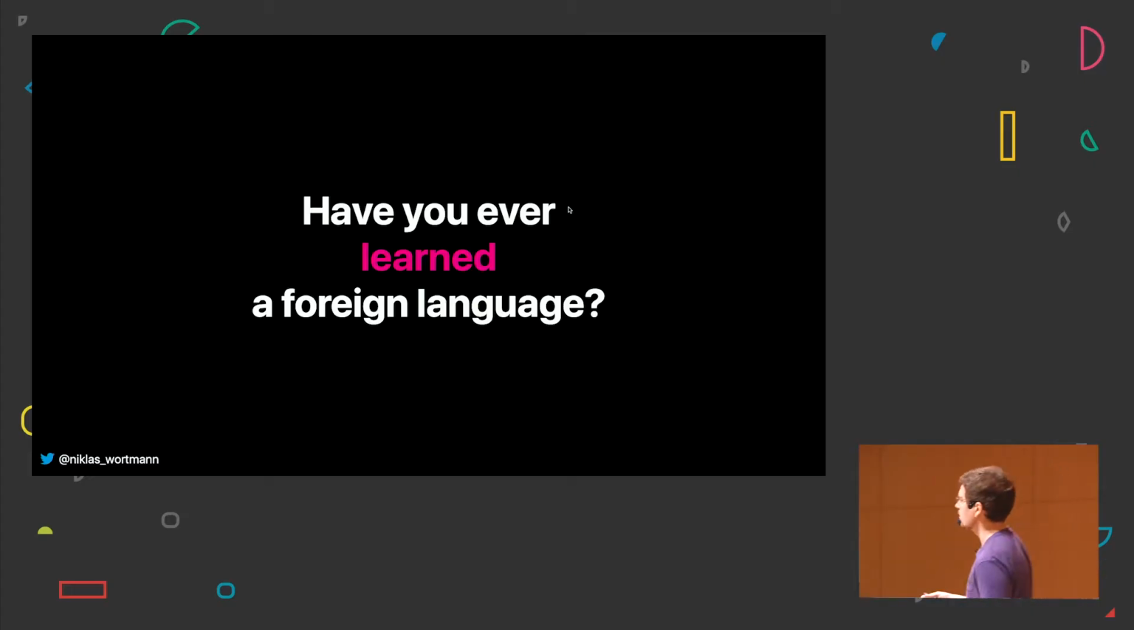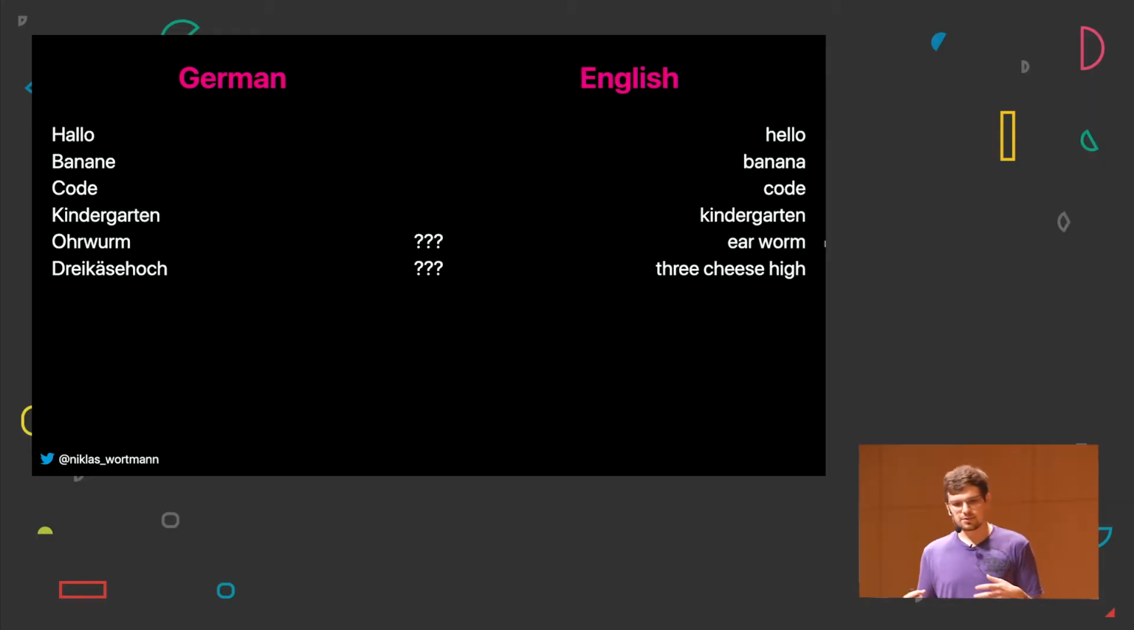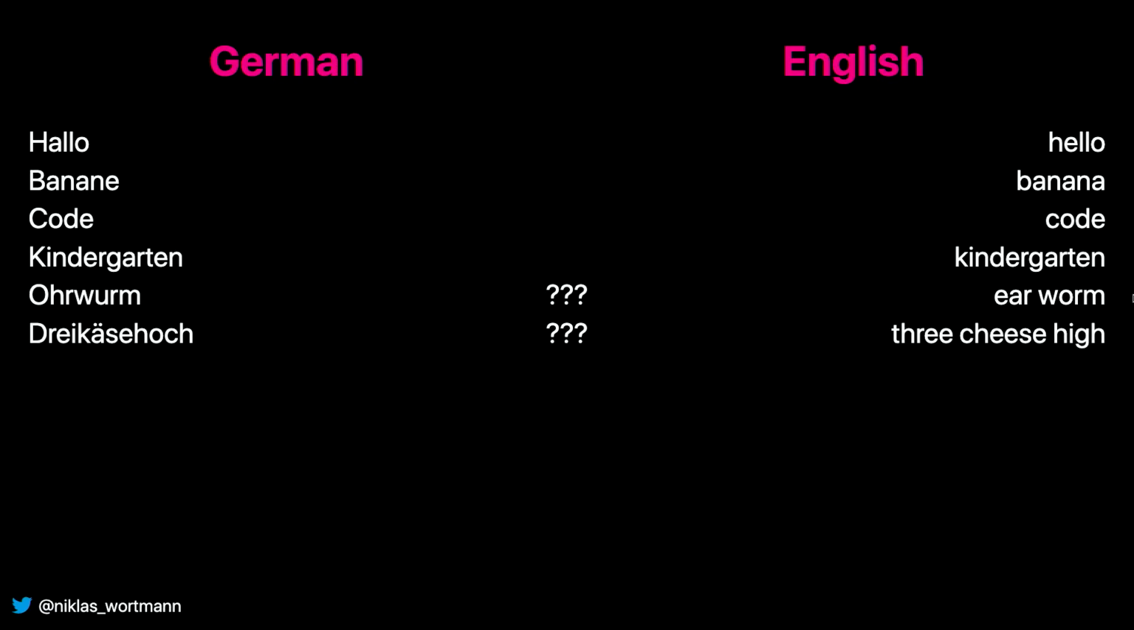So let me make another comparison. So maybe some of you have already learned a foreign language. In my case, the first foreign language I learned was English. And if I compare it to German, for example, there are some words which are kind of similar. So in German, we have the word hallo, which is totally the same than hello in English. It already sounds quite similar, so I think most of the people would at least understand what I try to say when I say hallo to them.